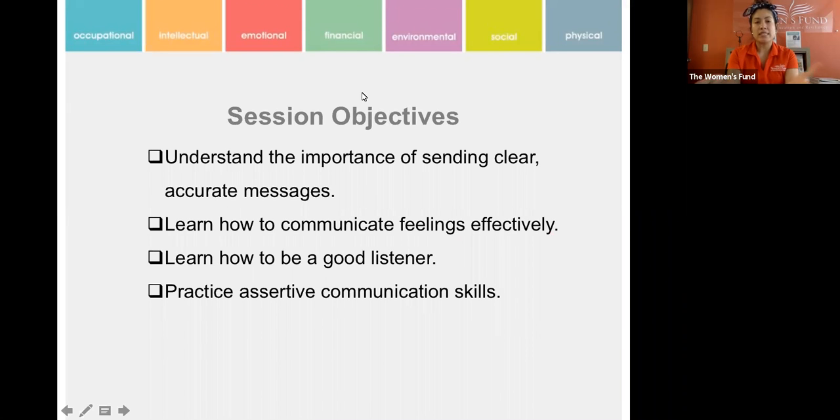So my goal for today is for you to go through these objectives with me. So to understand the importance of sending clear and accurate messages. I also want for you to learn how to communicate feelings effectively, effectively being the key word, learn how to be a good listener and how to practice assertive communication skills. So that is what my goal is for you for this presentation.